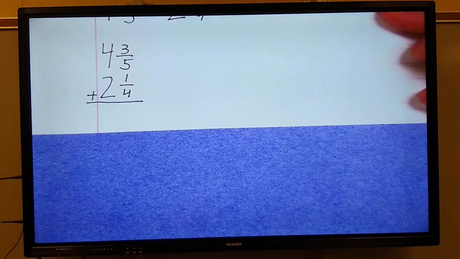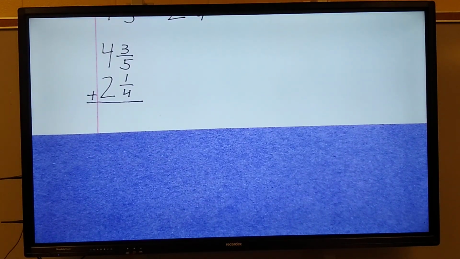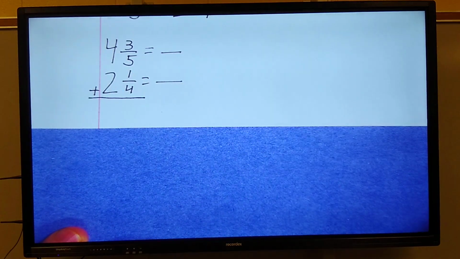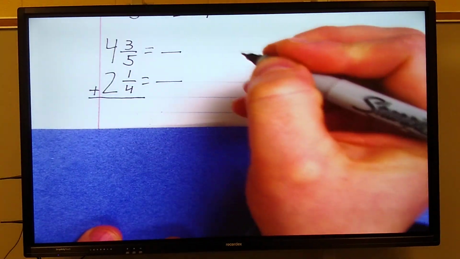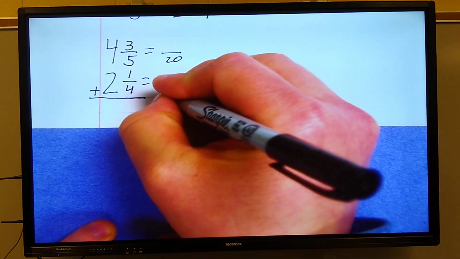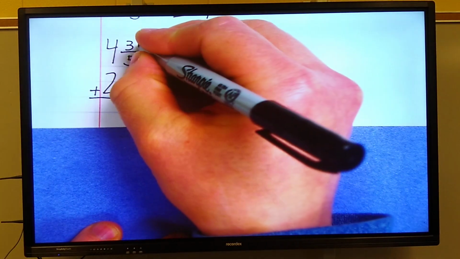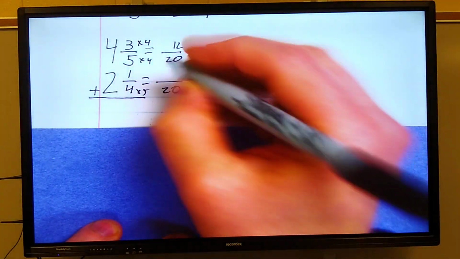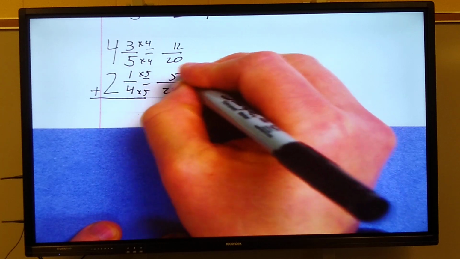Solve that problem now. Pause the video. All right, let's see how wonderful you did. My least common denominator of 5 and 4 is 20. 5 times 4 is 20. 3 times 4 is 12. 4 times 5 is 20. 1 times 5 is 5.